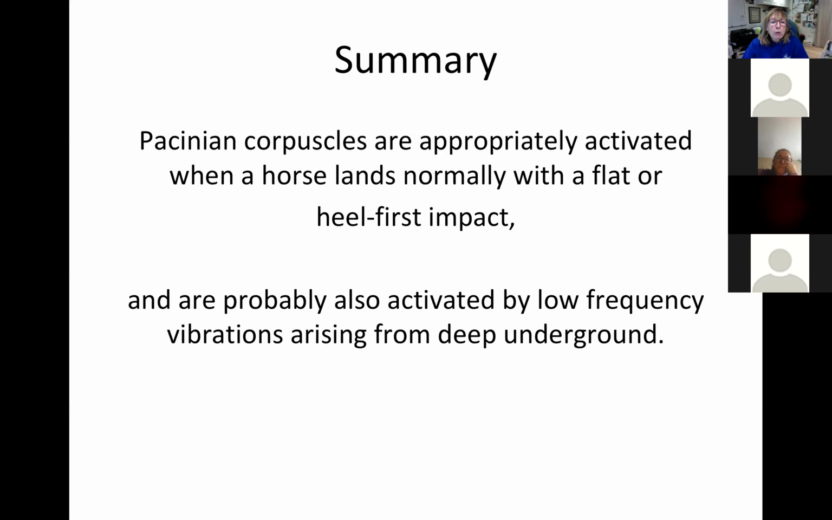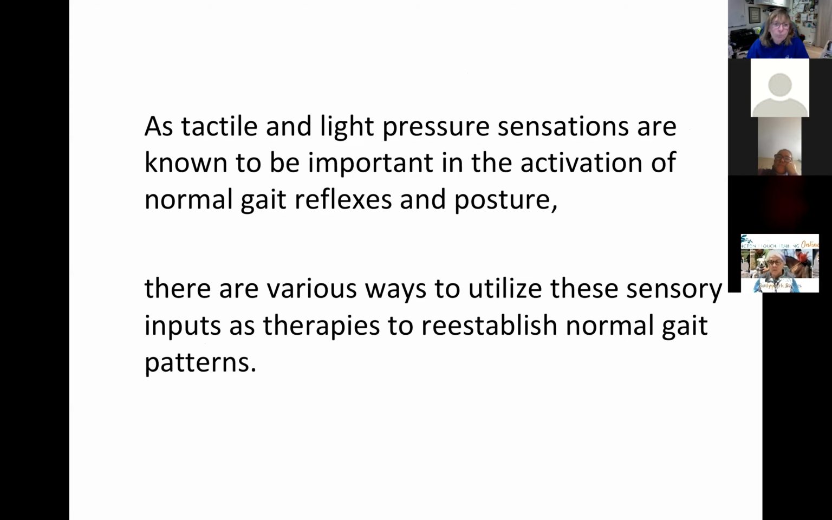So these low frequency vibrations arising from deep underground, again, I go back to the question: is Surefoot in some way dampening those vibrations, like putting the mute button on, so that the horse is not feeling those vibrations, and that brings about a response in the nervous system?